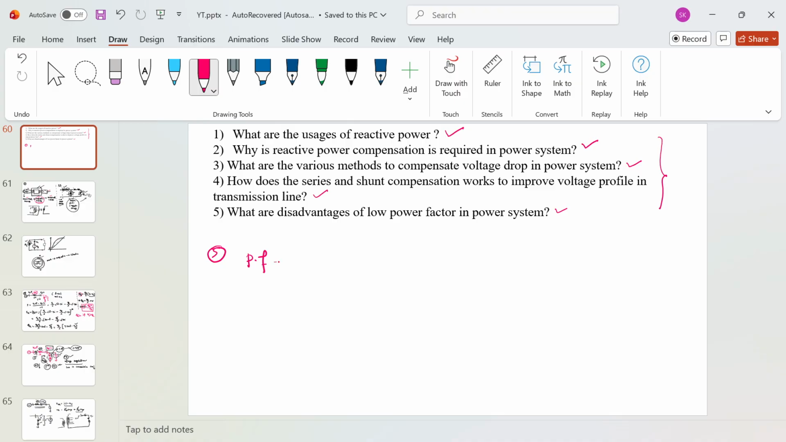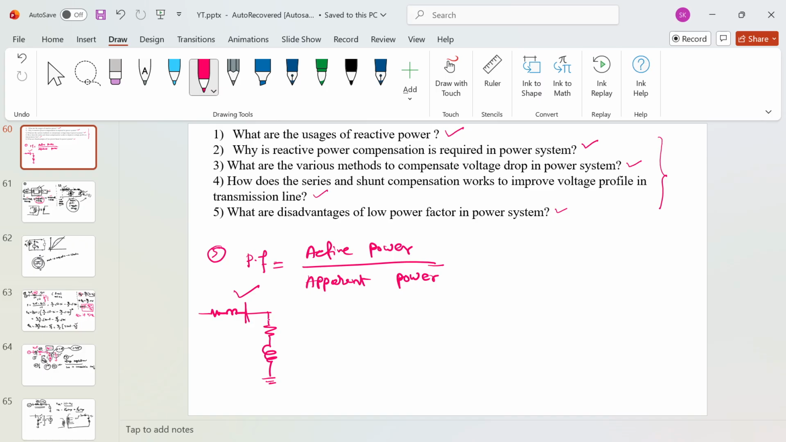Power factor is nothing but active power divided by apparent power. Now, you can have a low power factor, and there can be two scenarios. First of all, if you have a lagging load, in that case the power factor will be poor at the receiving end.